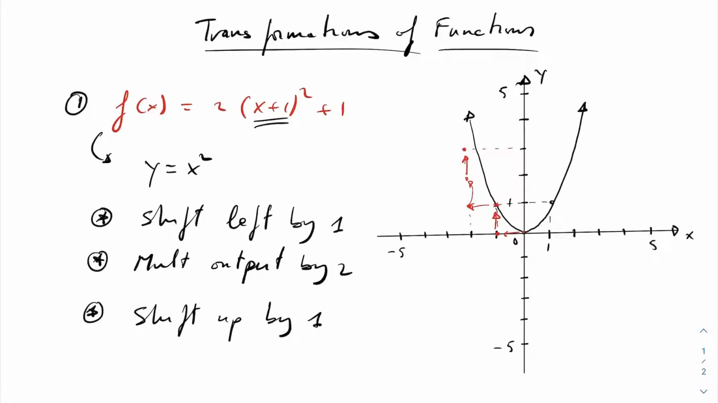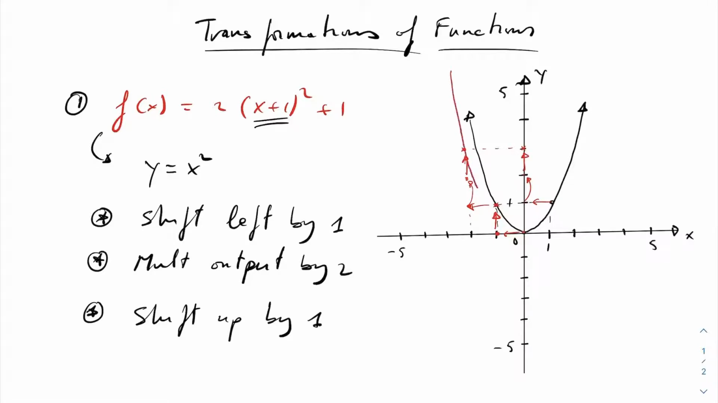Finally, we look at the point (1, 1). We're going to shift it to the left by 1, giving us the point (0, 1). Then we're going to multiply the output by 2, giving us the point (0, 2). And finally, shift it up by 1, giving us the point (0, 3).